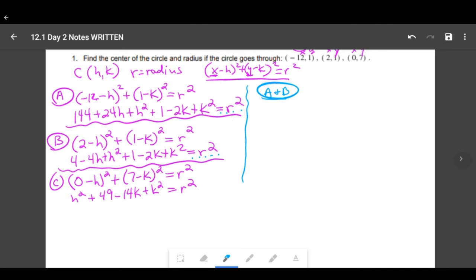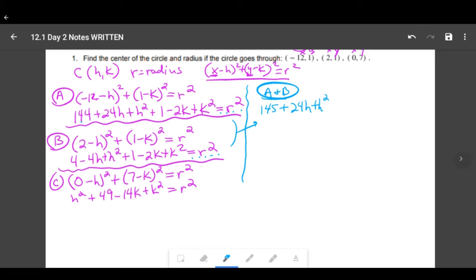So if you think about it, if you do substitution, since they both equal r squared, I can set them equal to each other. So I can take equation A, which was, well, I'm going to combine it, 144 plus 1 gives me 145 plus 24h plus h squared.